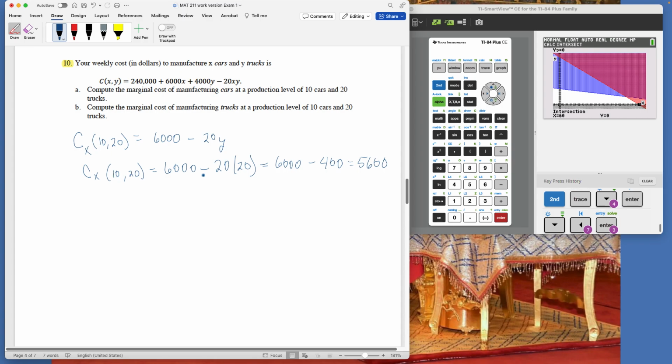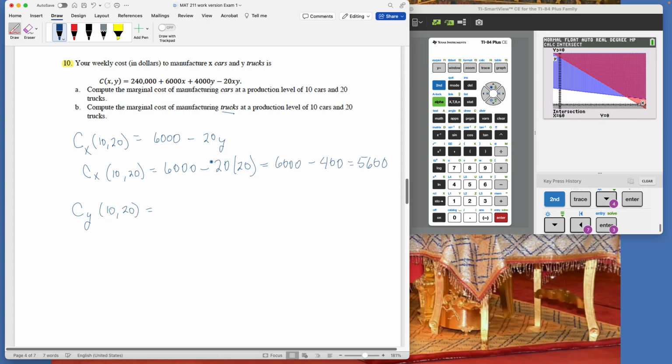So this would be the cost to produce an 11th car. Okay, that's what that means. To produce an 11th car would cost us 5,600. Second question, compute the marginal cost for manufacturing trucks. So that's going to be a partial with respect to Y at a production level of 10 and 20. Okay, so C, partial with respect to Y of 10, 20.